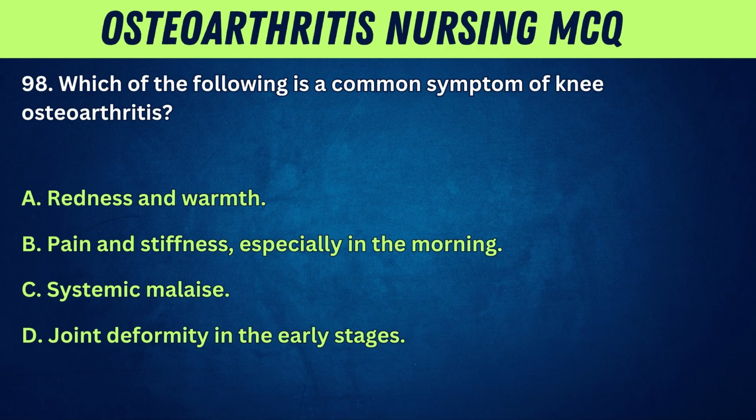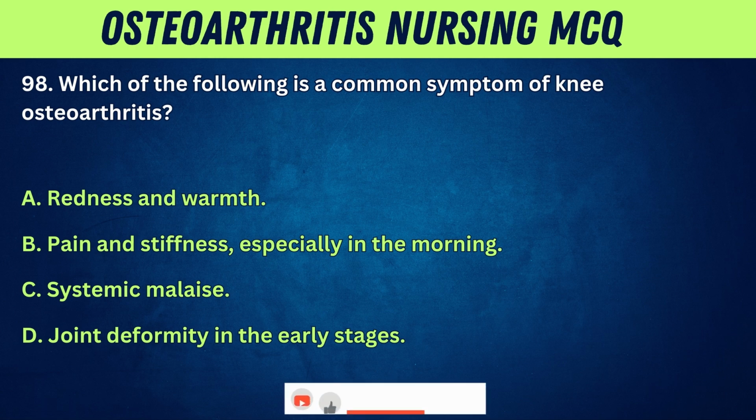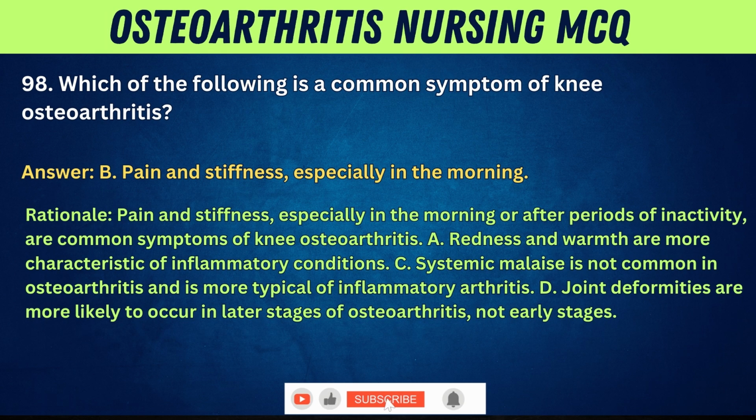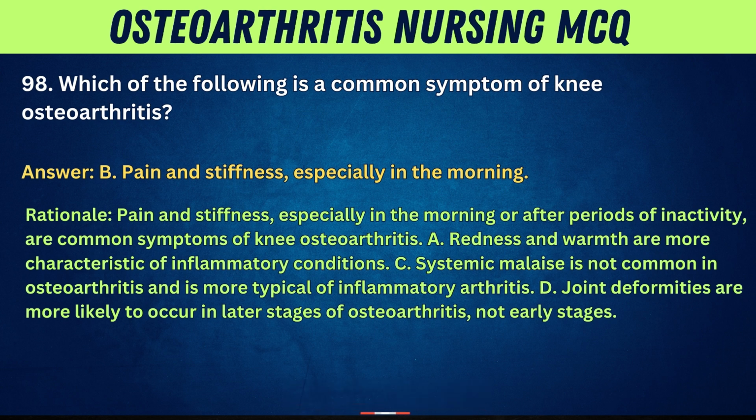98. Which of the following is a common symptom of knee osteoarthritis? A. Redness and warmth. B. Pain and stiffness, especially in the morning. C. Systemic malaise. D. Joint deformity in the early stages. Answer: B. Pain and stiffness, especially in the morning. Rationale: pain and stiffness, especially in the morning or after periods of inactivity, are common symptoms of knee osteoarthritis.